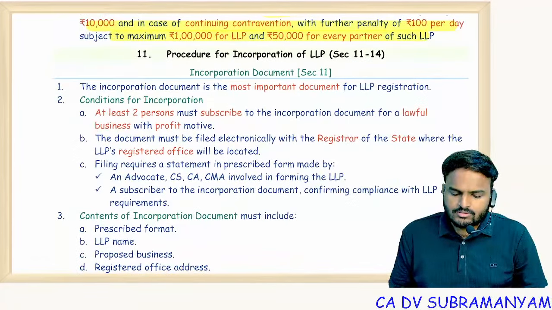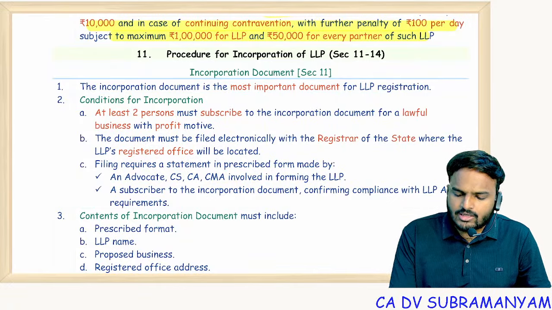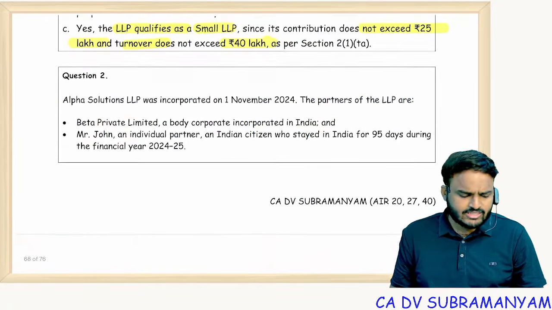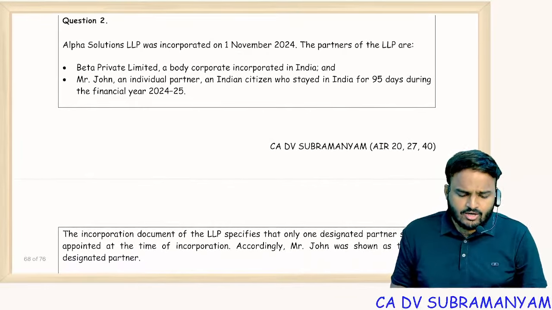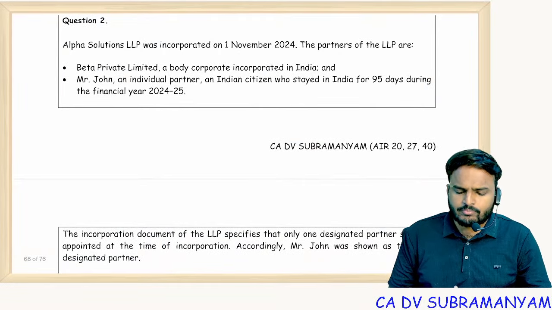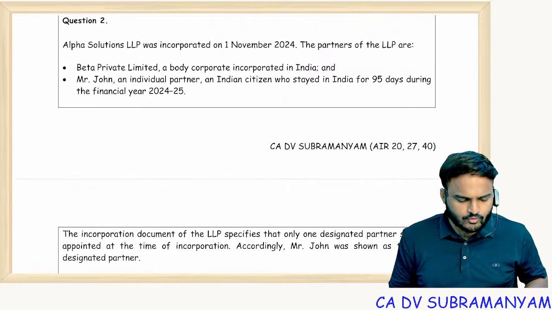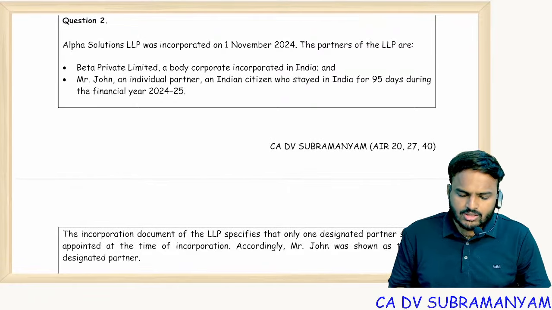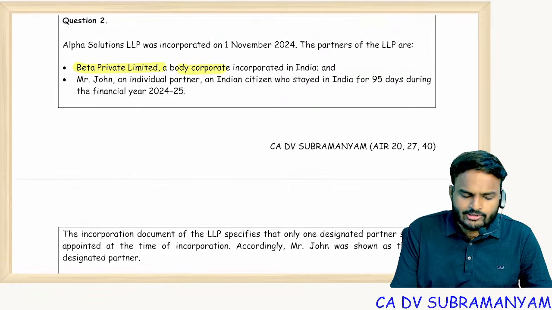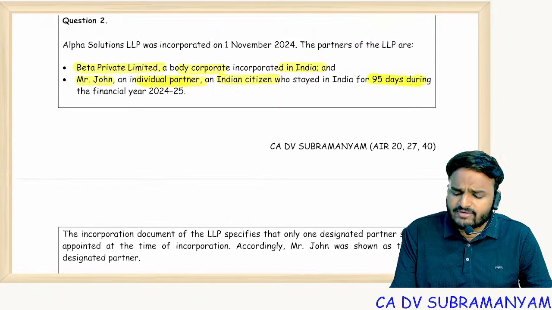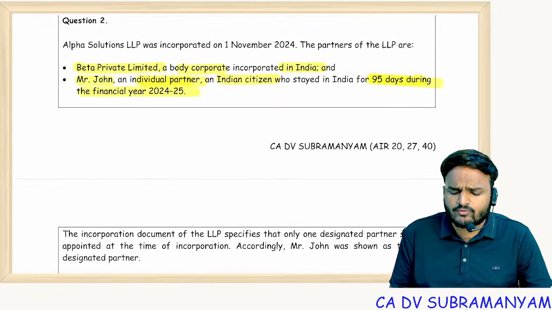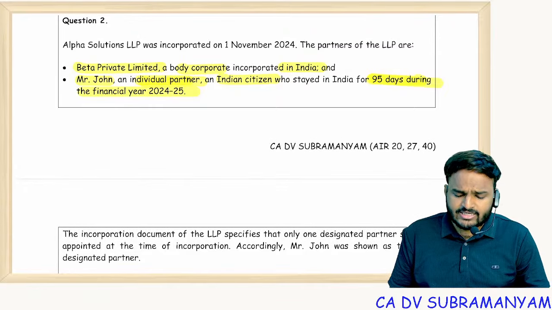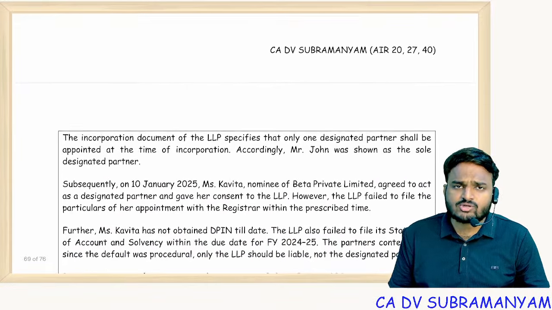Next one, procedure for incorporation of LLP. But before that, let's see another question, another exceptional question. Alpha Solutions LLP was incorporated on 1st November 2024. The partners of the LLP are Beta Private Limited, which is a body corporate incorporated in India, and Mr. John, an individual partner, an Indian citizen who stayed in India for 95 days during the financial year 24-25. Only 95 days. The condition of 120 days is not satisfied.